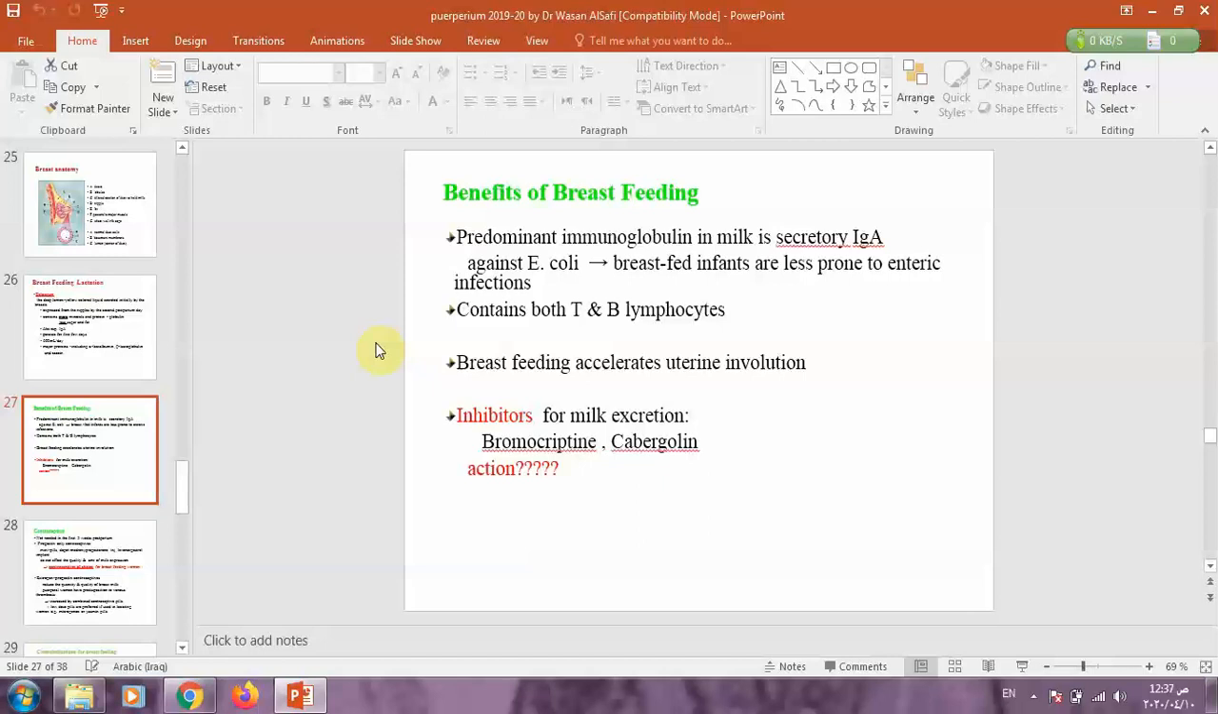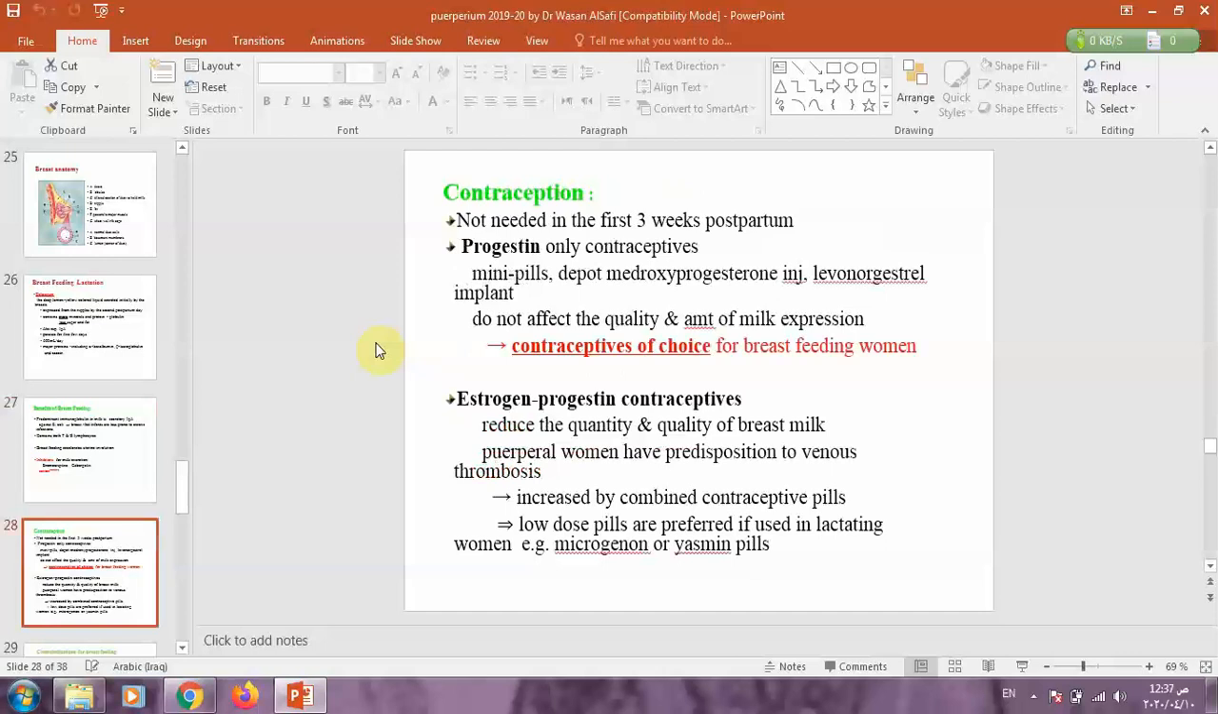Inhibitors for milk excretion are medications, for example bromocriptine or cabergoline. Contraception: contraception is not needed in the first 3 weeks postpartum, because during this period there is a delay in the regain of ovulation. After 3 weeks postpartum, we should think about contraception.